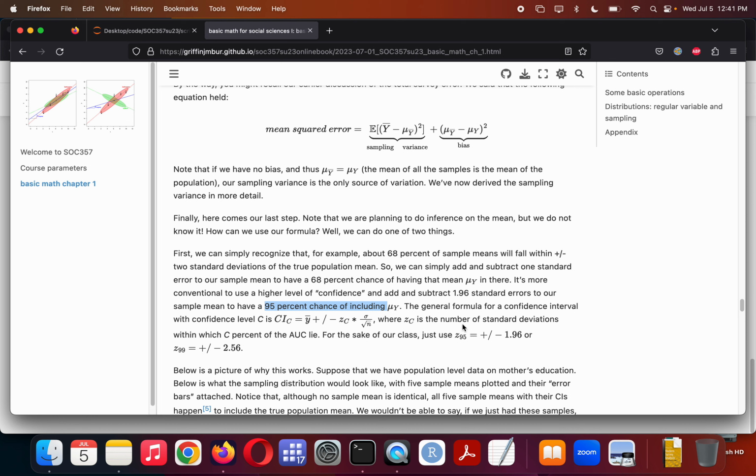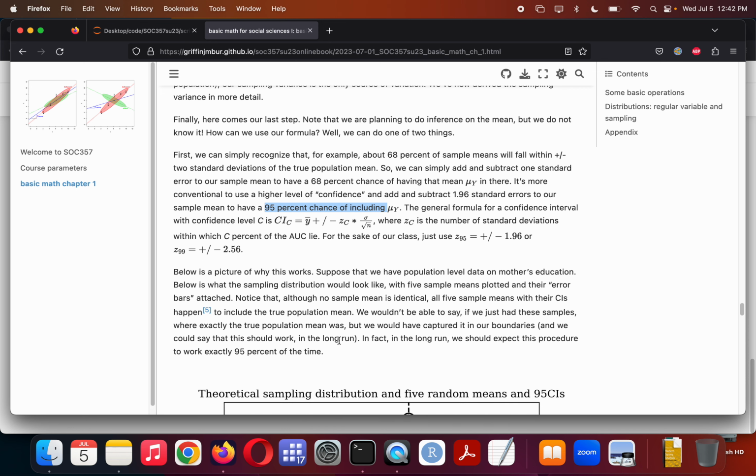So here, Z95 is equal to plus or minus 1.96, or you can use 99, so that's plus or minus 2.56 here. I think I said negative before, but I meant to say plus or minus 1.96. So you can just use one of those two, and those will include 95 and 99% of the area under the curve. So below is a picture of why this works.